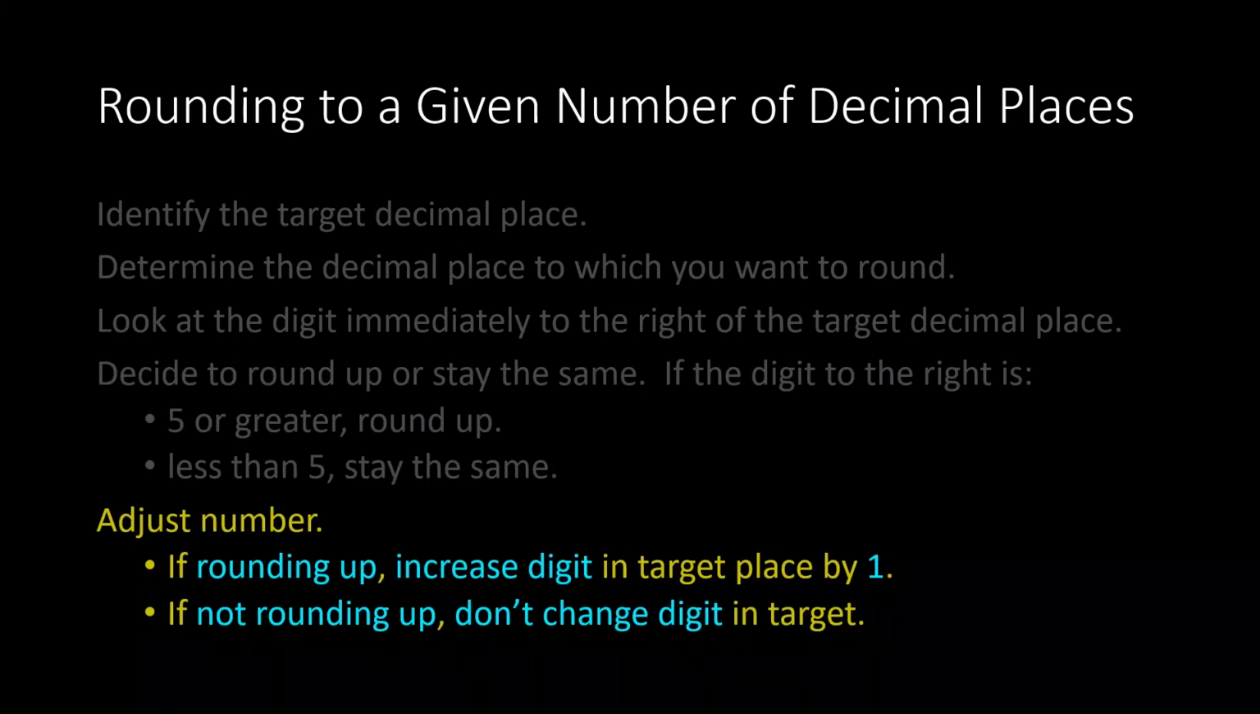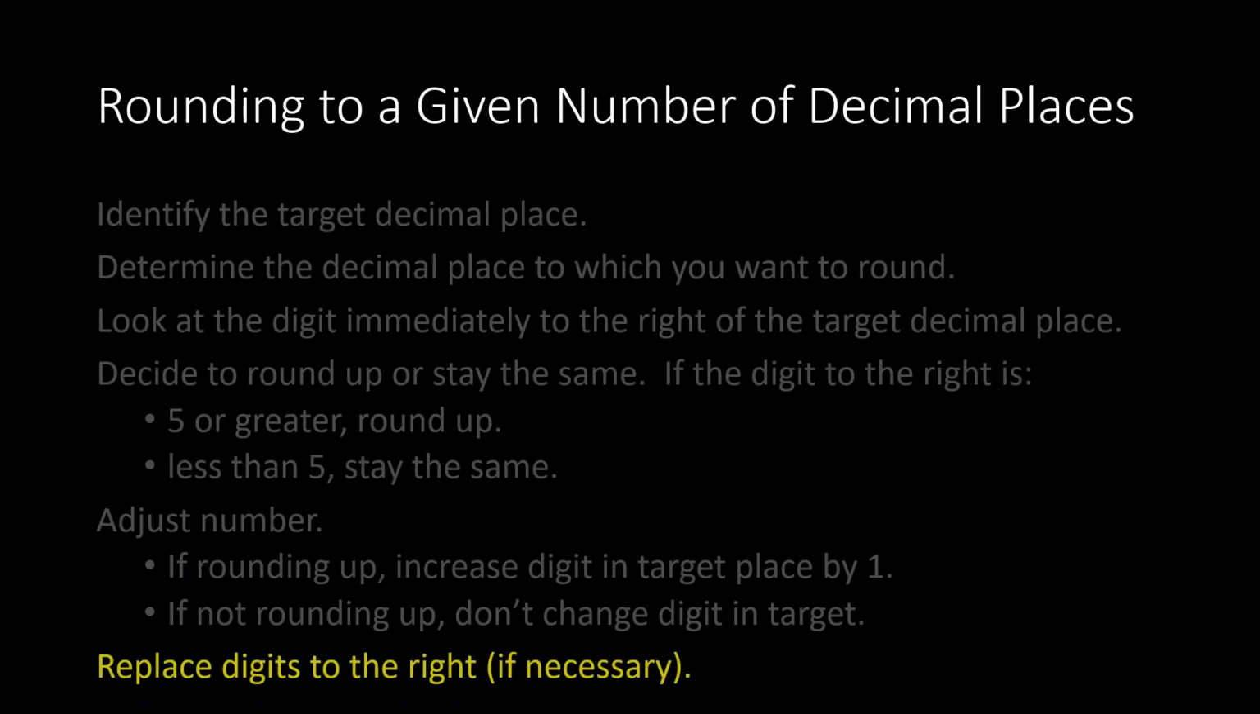And finally, adjust the number. If rounding up, increase the digit in the target place by 1. If not rounding up, don't change the digit in the target. And then replace the digits to the right if necessary. We're now going to take a look at some examples to illustrate this, because to understand it in words is much more challenging, and examples will clarify what we mean.